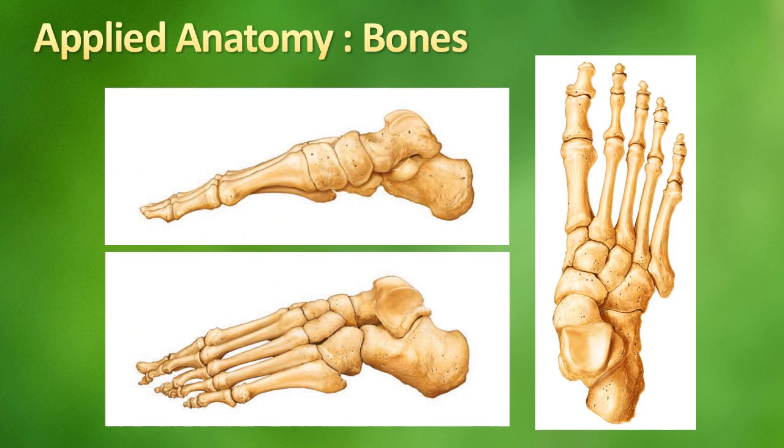So in the applied anatomy part, one should know how the foot looks in the lateral projection, oblique projection, and antero-posterior projection. We should know how the different tarsal and metatarsal bones articulate with each other. If you look at the lateral and the oblique projections, that is the first and the second diagram, you can see how the talus on the top is articulating with the calcaneum below.